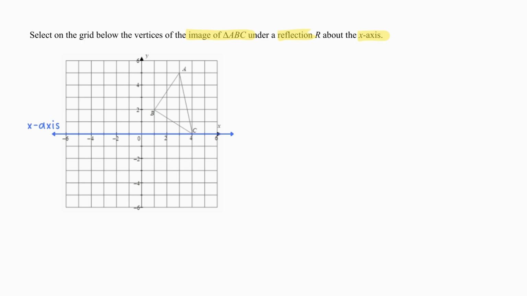First, we need to find the coordinates x and y of the three vertices of our original triangle, A, B, and C. Point A, go right 3, then up 5. So A is at 3, 5. Point B, go right 1, then up 2. So B is at 1, 2. Point C, go right 4, then up 0. So C is at 4, 0.